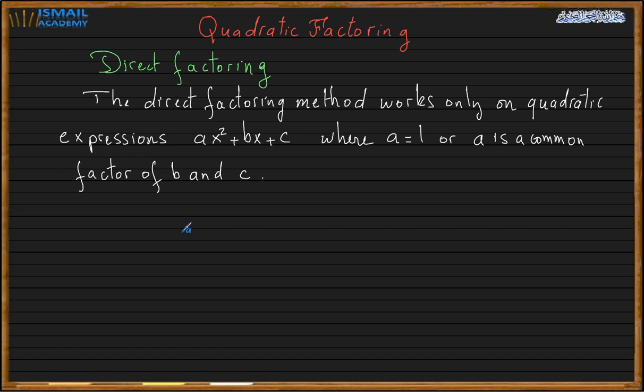So let me give you an example where the direct factoring works. Those are the types where we use direct factoring. Either we have, for example, x squared minus 5x plus 6, or 3x squared plus 6x minus 24, where we can take 3 as a common factor.